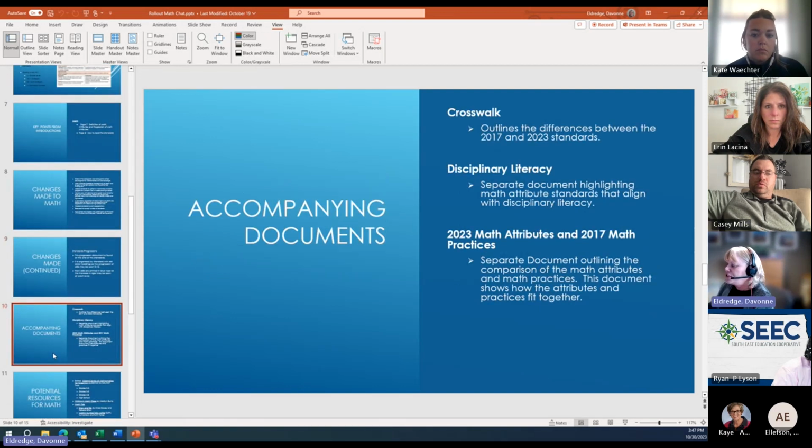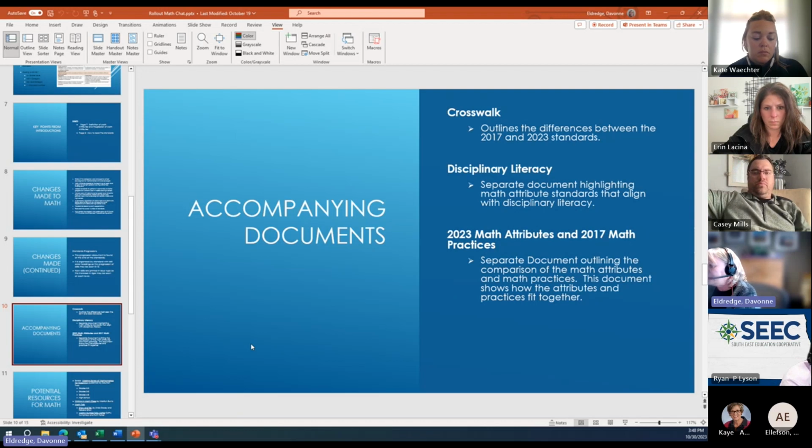When you go on to the standards page, and I'll take you there in a bit, you're going to see that we have some accompanying documents to help make that conversion from the 2017 standards to the 2023 standards easier. One of them is a crosswalk document that outlines the differences between the 2017 and the 2023 standards. Not only does it outline differences, but it also tells you which standards are similar to the standards from 2017.